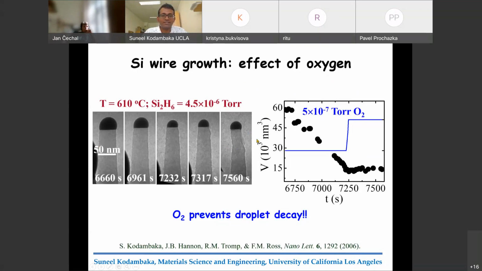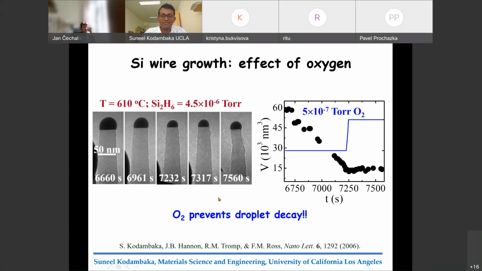And here is an example. So initially, the wire is growing in clean environment. And after a certain time, a little bit of oxygen was introduced into the system, and the growth was continued. And you see that the volume of the droplet was decreasing in ultra-high vacuum. But once you introduce oxygen, the volume of the droplet remains fairly stable and the growth continues.